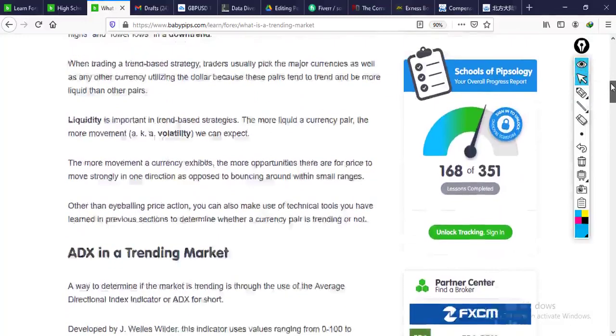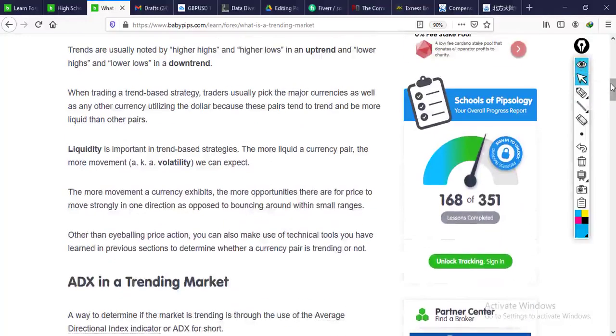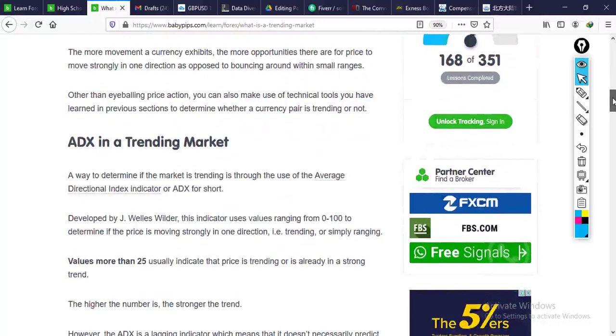Now the trend, the market you want to be trading in. Trending markets are actually filled with lots of liquidity. And if the market is moving very, very strongly, know that there's a lot of volatility in that currency pair. So the more movement a currency exhibits, the more opportunities of finding strong trading opportunities and for price to move in that particular direction.